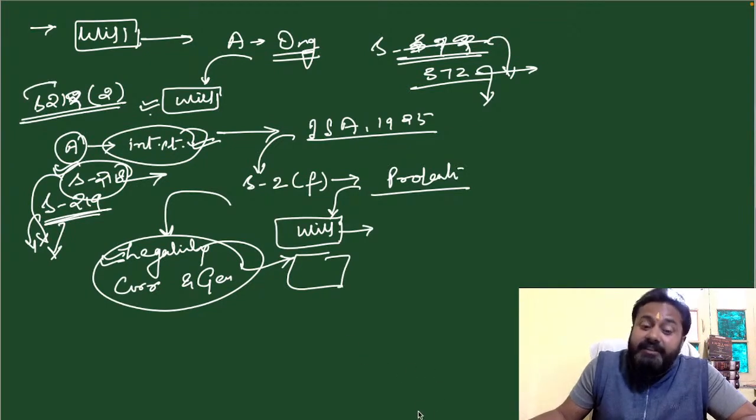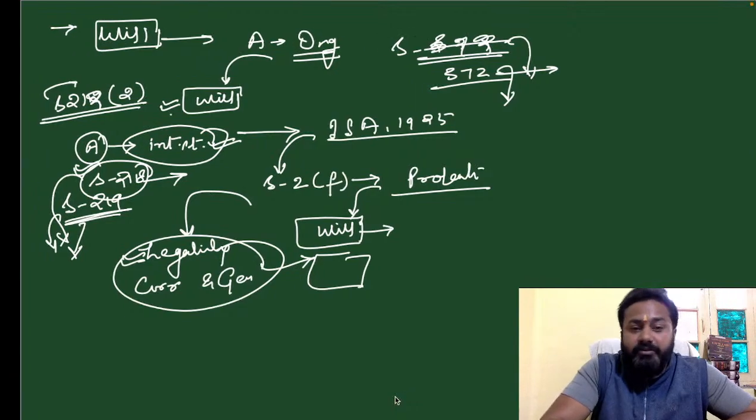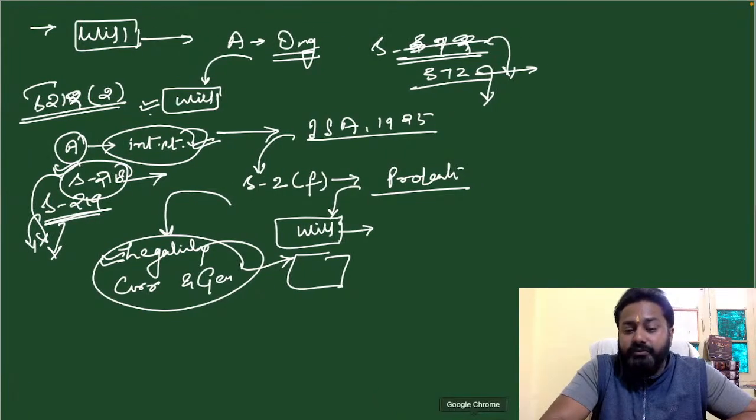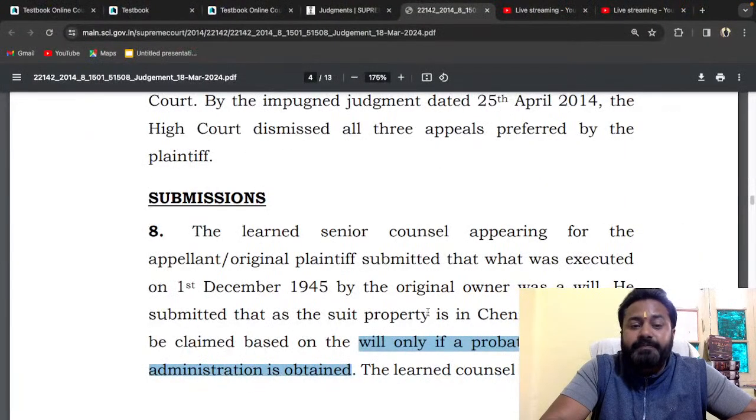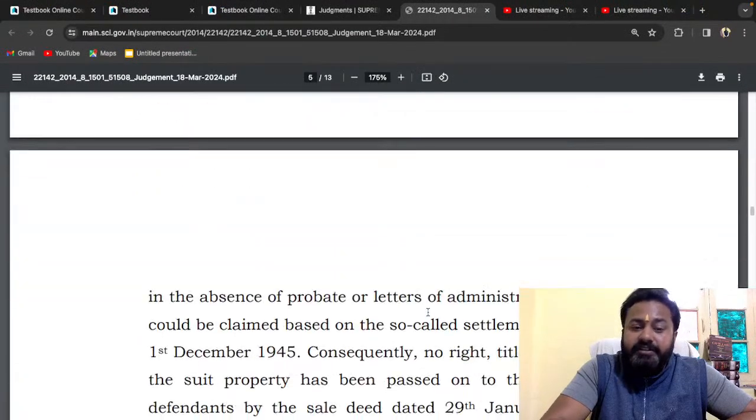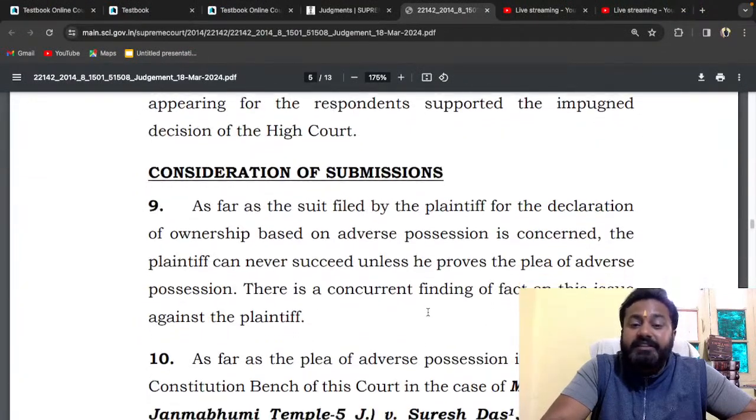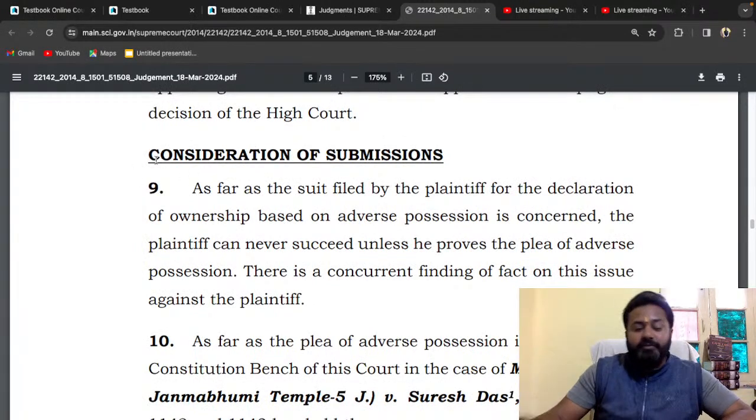Come to the consideration. This is the most important part, because whenever you see a judgment, after the submissions there is a section which is the consideration of submissions. So from here the real findings of the Supreme Court start.